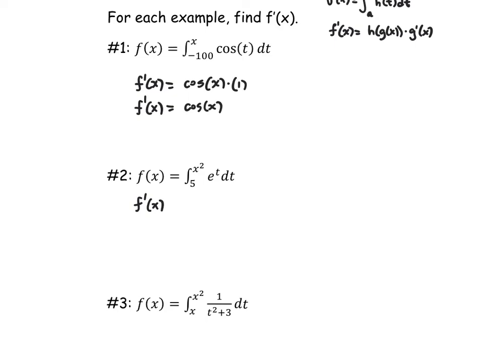So f prime of x will equal h of g of x times the derivative of g of x. Therefore, I would rewrite f prime of x as 2x e to the x squared.